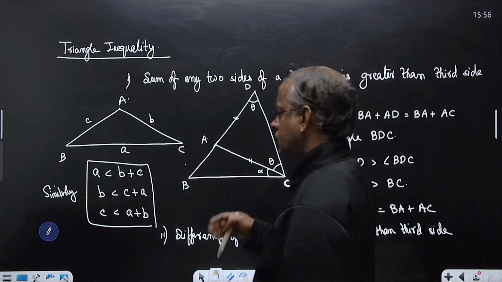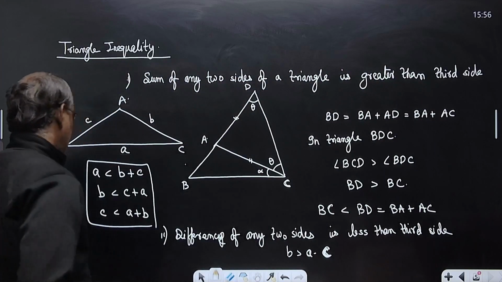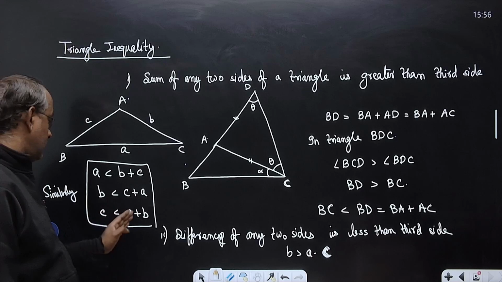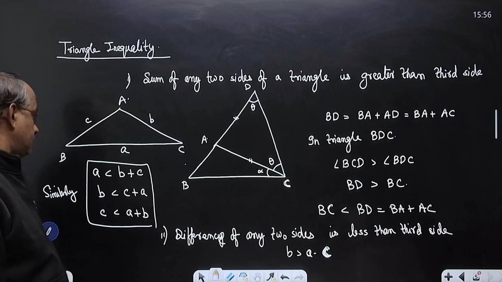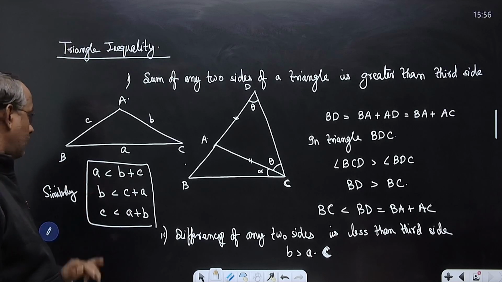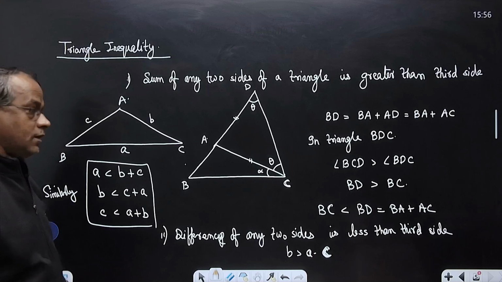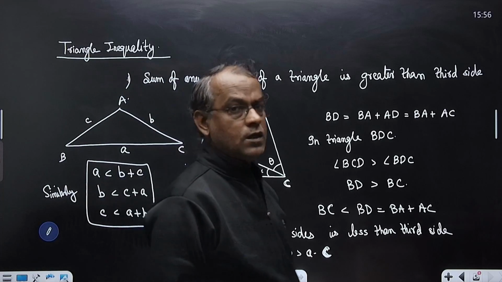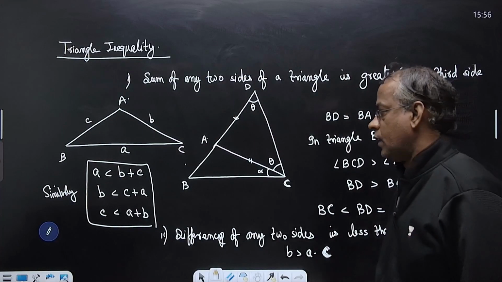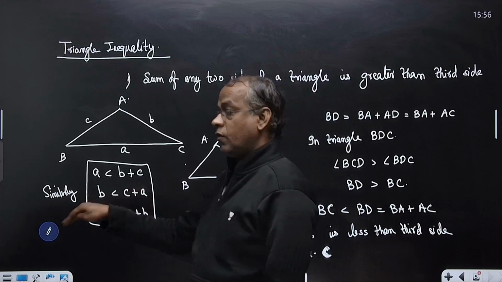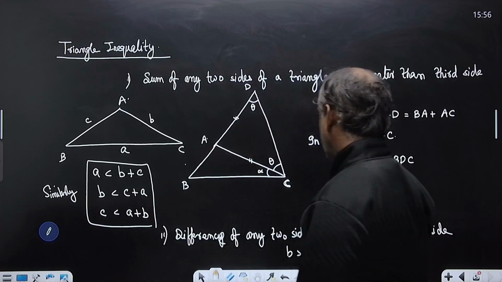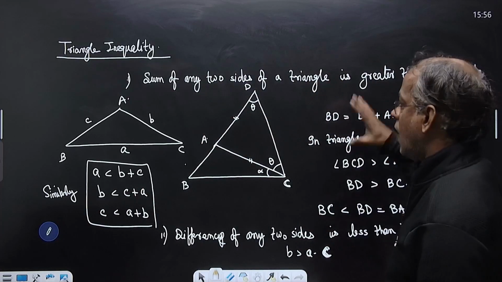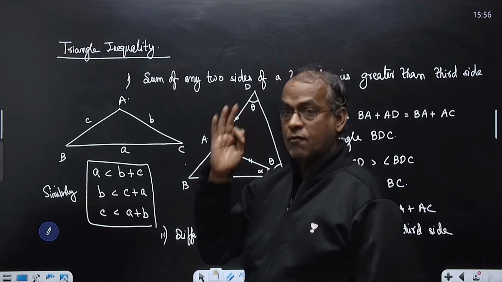Okay, A minus C or C minus A, whatever you like. B is greater than A minus C, B is also greater than C minus A. C is greater than A minus B, C is greater than B minus A. Whatever is the difference, generally we take positive. Either A minus B is positive or B minus A is positive. So these two things are very, very helpful.